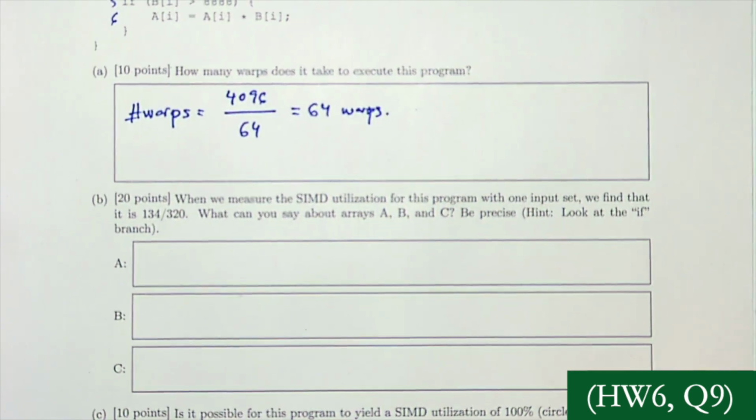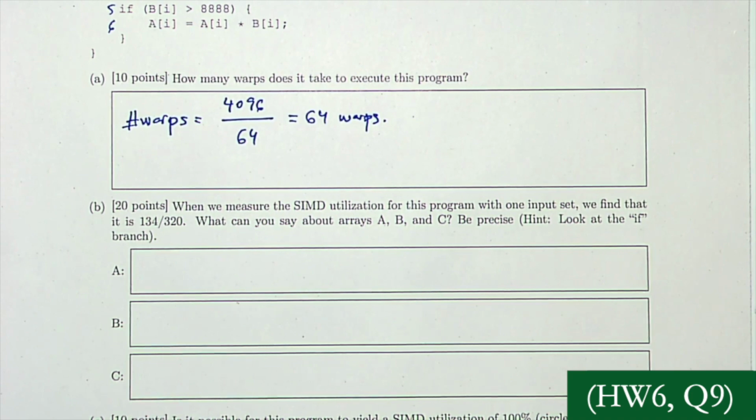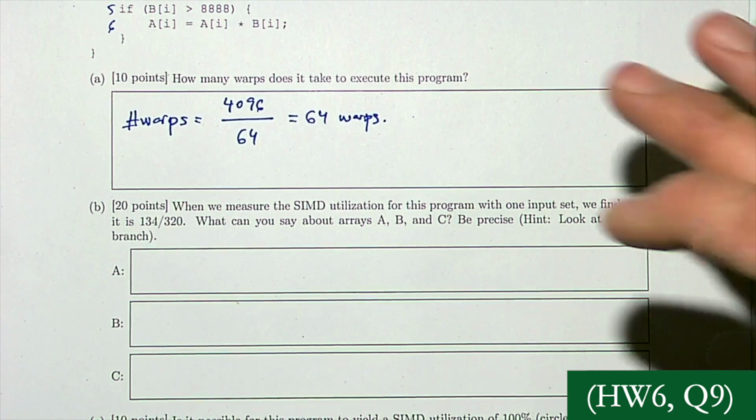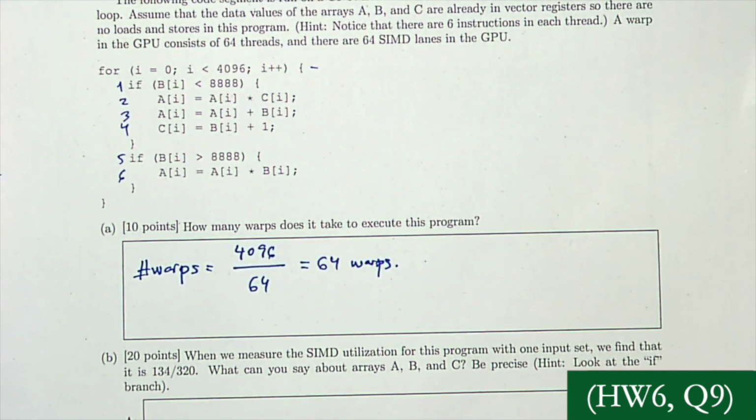The second part is more interesting. It says, when we measure the SIMD utilization of this program with one input set, we find that it is 134 over 320. What can you say about the arrays A, B, and C? Be precise, look at the if branch. So look at the if branch means you have to analyze your code and see what influence the different arrays have on the execution of this program and its utilization.